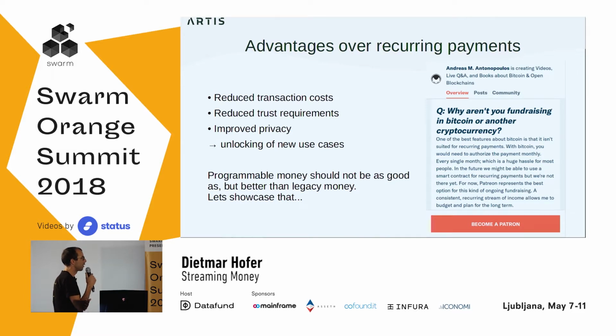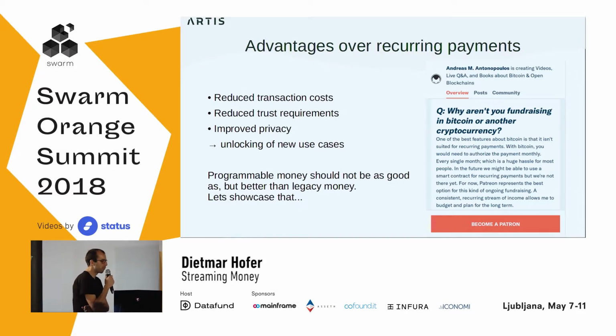So, advantages over recurring payments, because we have this emulation. And I found something interesting, again, Antonopoulos, on his Patreon page, in the FAQ, there is also this question, why aren't you fundraising in Bitcoin or in other cryptocurrency? And he's saying, yeah, because doing recurring payments with crypto is currently difficult. And I think that's a pity, because we have now programmable money, and I think it should not just be as good as the legacy systems we have online, but it should actually be better, in my opinion.